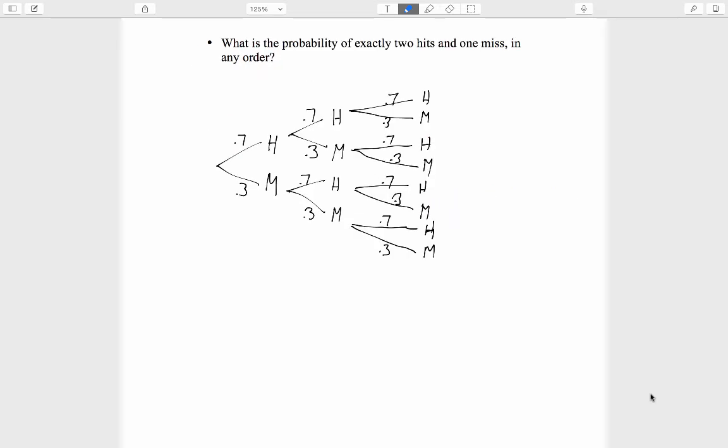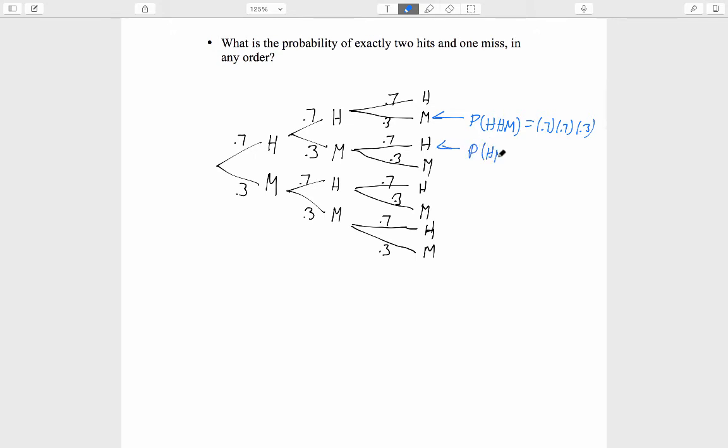Our important follow-up question is, what is the probability of exactly 2 hits and 1 miss in any order? 2 hits and 1 miss in any order is an event with 3 separate outcomes in it. There is the probability of hit, hit, miss that contributes towards the likelihood of this event. We already found that to be 0.7 times 0.7 times 0.3. But there's also hit, miss, hit. That too contributes towards the event.